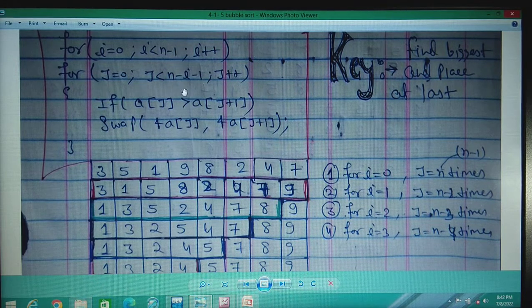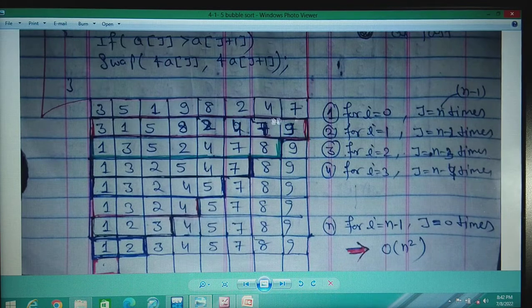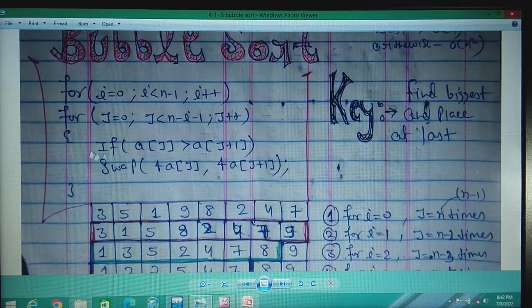When i is equal to 1, then j works n minus 1 minus 1, n minus 2 times. Then i is equal to 2, n minus 3 times, i is equal to 3, n minus 4 times. It means that at first you are checking the whole array, then after that you are searching from here to here, then here to here. So as you go down, the size of the loop, meaning the execution time, is also decreasing. If you remember this graph, then you can understand these 4 lines.